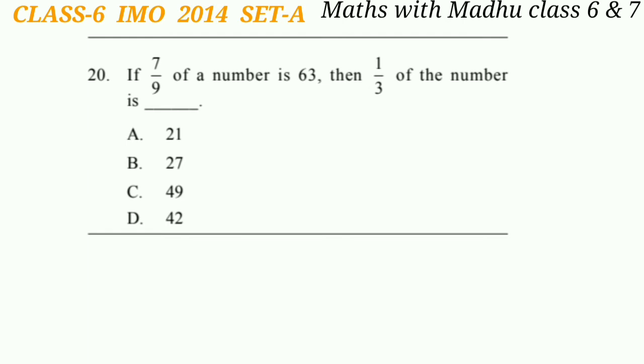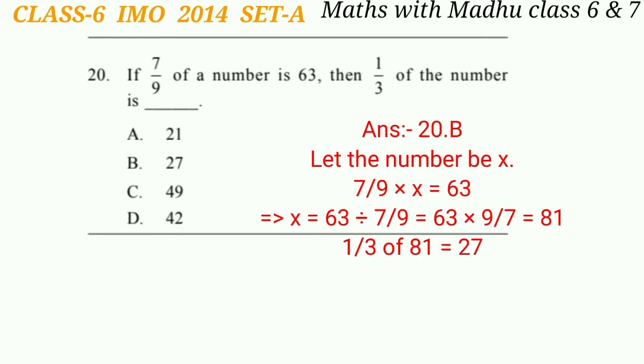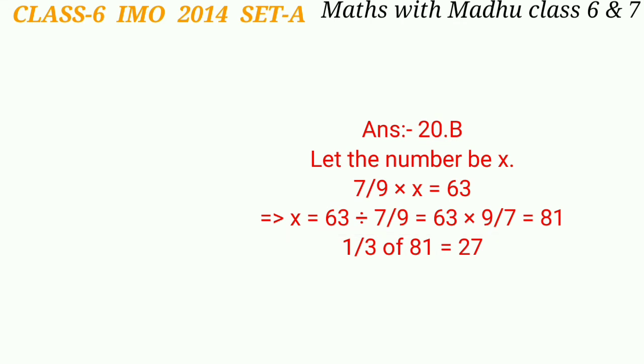Let the number be x. So 7 by 9 of the number is 63. That means 7 by 9 of x is 63. So 7 by 9 multiplied by x is equal to 63. We can find the value of x. It will be 63 divided by 7 by 9, which is equal to 81. We got the value of x. Then 1 by 3 of the number is dash. So 1 by 3 of 81 will be 27. The answer will be option B.